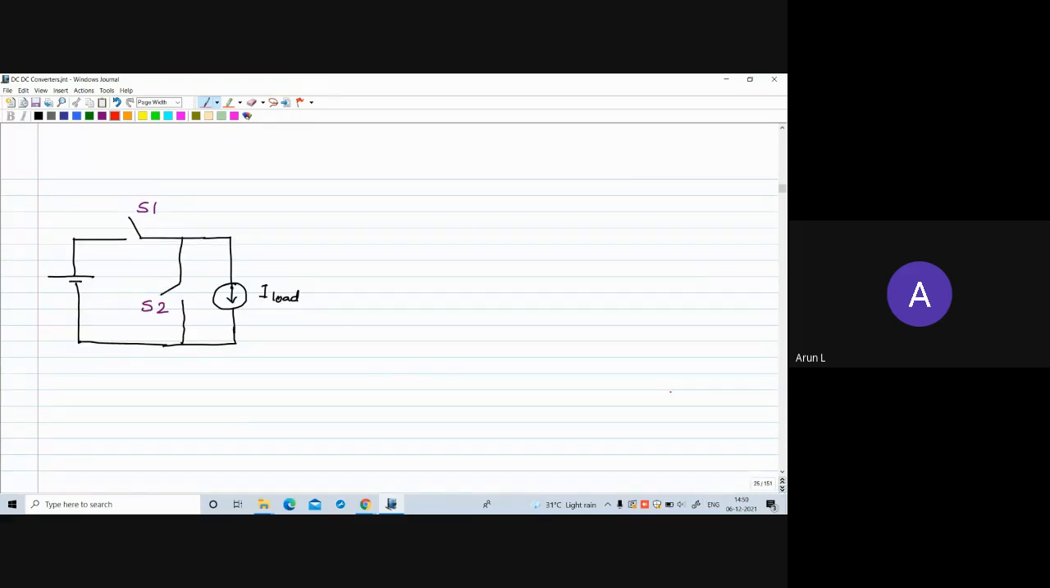I am not going into the details of the working. We are trying to derive different topologies from fundamentals. Now let us try to derive a boost converter from this circuit. So here we have considered only buck operation, that is input voltage is greater than output voltage.